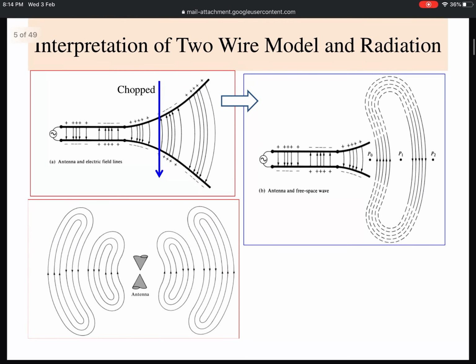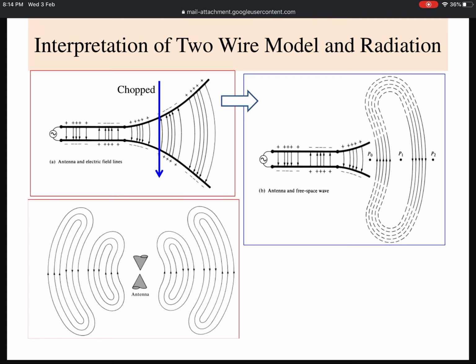Now, generally, when I am talking about radiation, that means you are talking about, or possibly thinking about, launching a wave into free space.